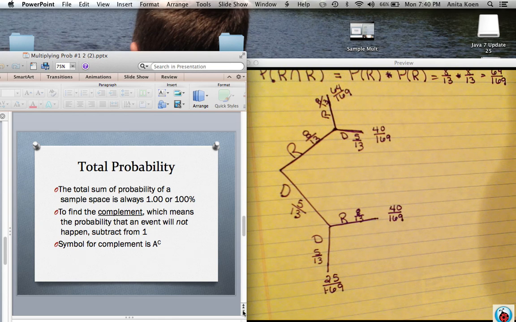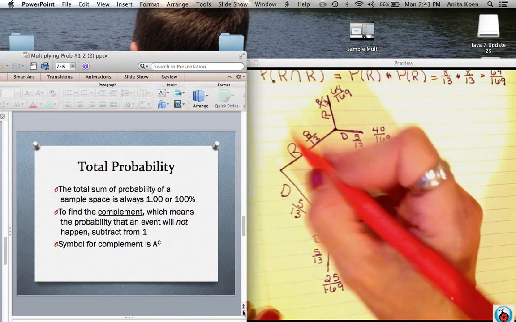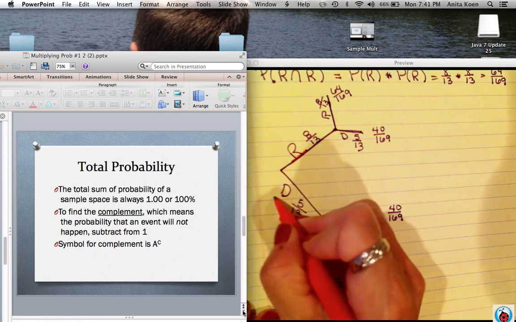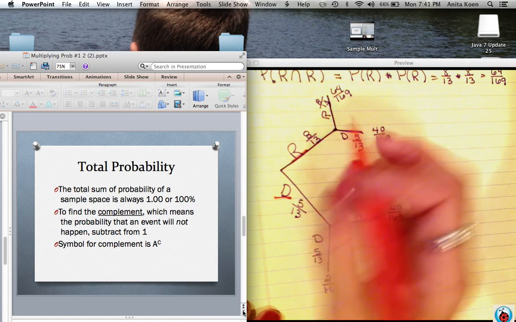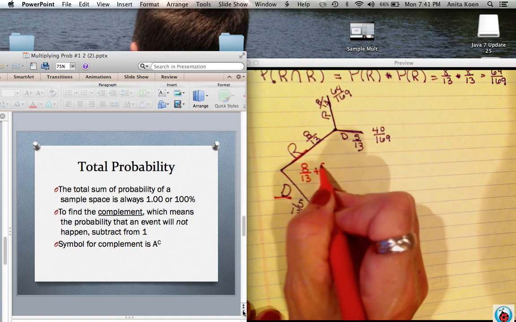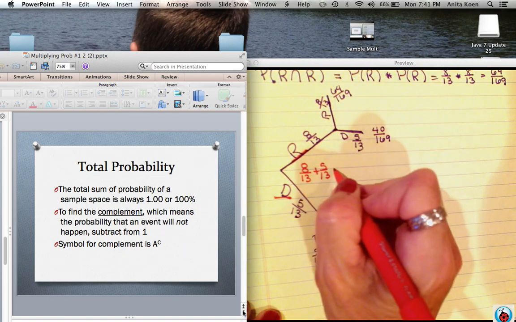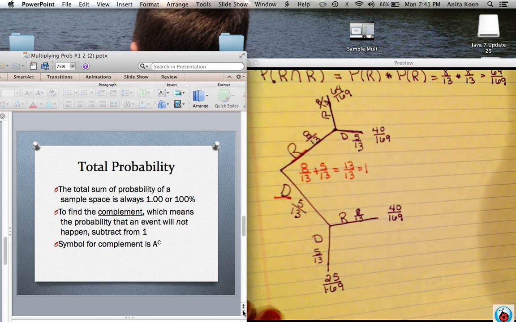Let's go back and look at Rahim's problem. The sample space for Rahim's choice is the regular and the diet. So we're going to take 8/13 and 5/13 and add them together. 8/13 plus 5/13 gives me 13/13, which is 1. The probabilities of any sample space always add to be 1.